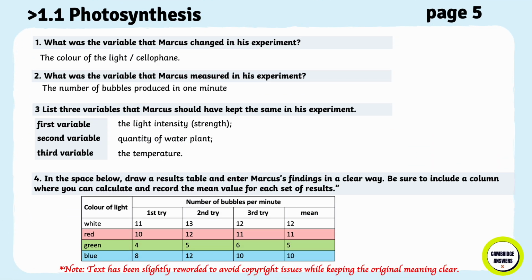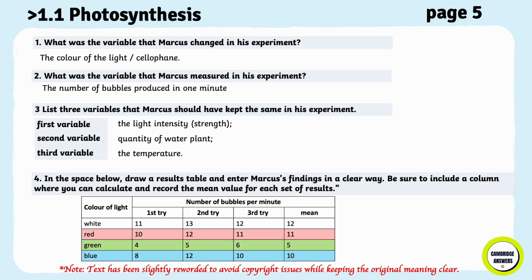Now let's go through the questions about Marcus's experiment. Question 1. What was the variable that Marcus changed in his experiment? The answer is the color of the light, using different cellophane sheets. Question 2. What was the variable that Marcus measured in his experiment? The answer is the number of bubbles produced in 1 minute. Question 3. List 3 variables that Marcus should have kept the same in his experiment. The answers are the light intensity or strength, the amount of water plant, and the temperature. These controls made sure the test was fair.